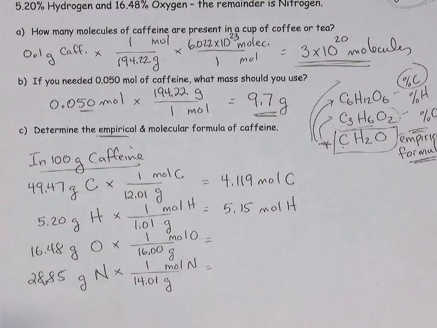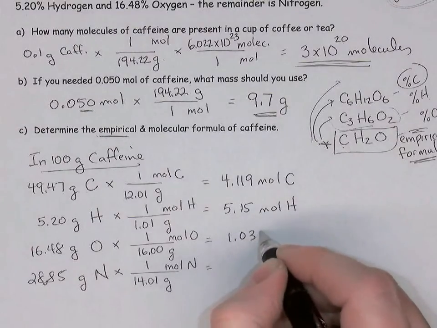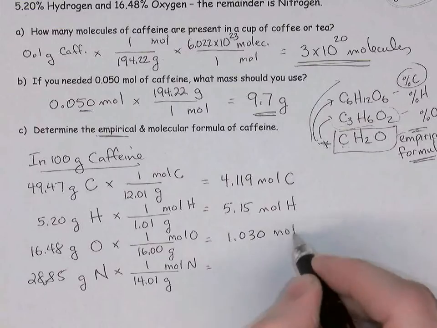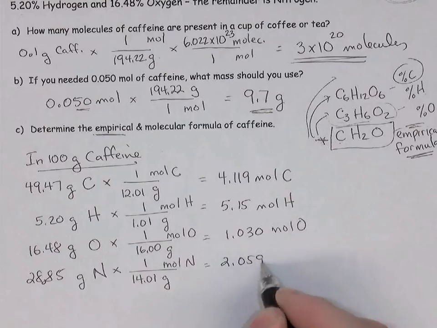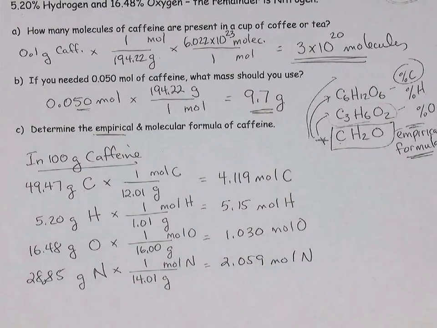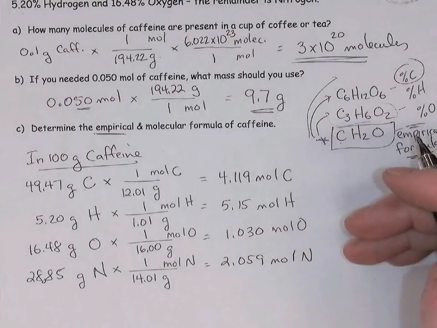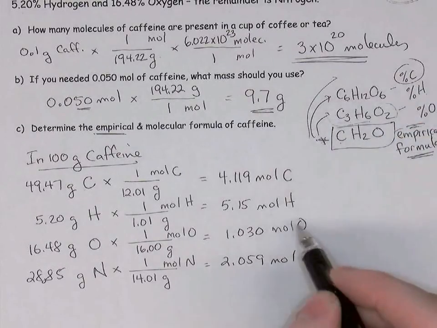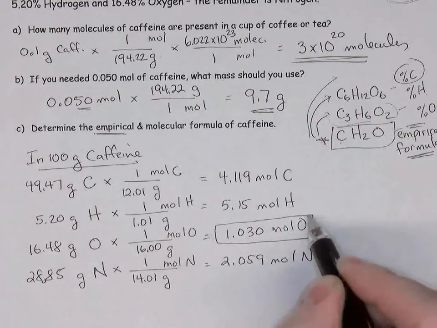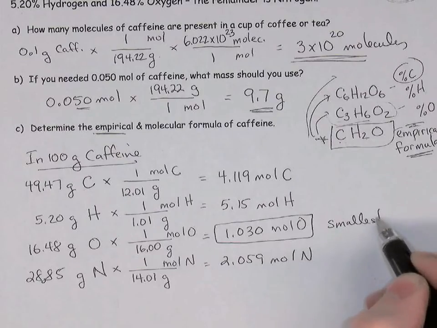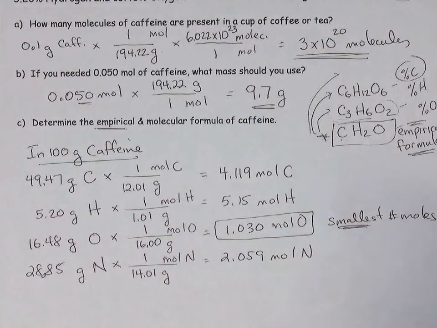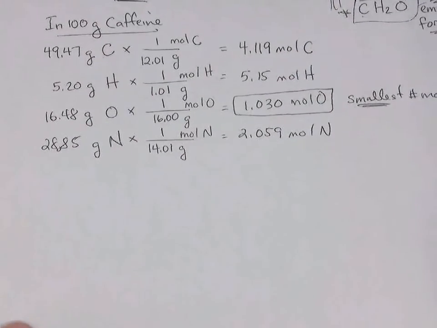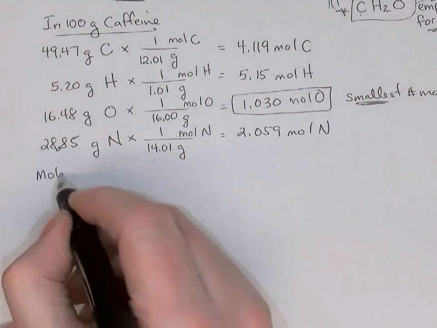16.48 divided by 16, 1.030, 4 sig figs, moles of oxygen, and 28.85 divided by 14.01, 2.059 moles of nitrogen. Now, looking at those 4 moles, I'm not quite seeing a chemical formula yet, but notice that the oxygen moles was the smallest number. So that's the smallest number of moles. The reason I note that is because remember that a chemical formula is a ratio of moles. So what I'm going to do now are some mole ratios.